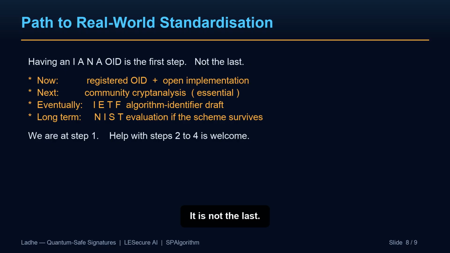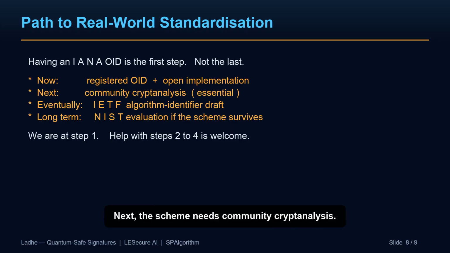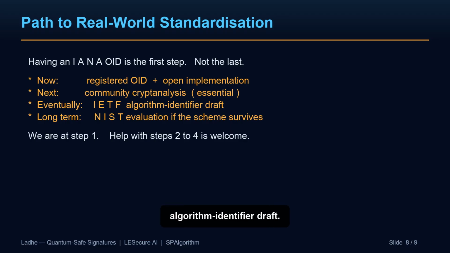It is not the last. Right now we have a registered OID and an open implementation. Next, the scheme needs community cryptanalysis. That is essential. Then would come an IETF algorithm identifier draft, and eventually NIST evaluation. If the scheme survives community review, we are at step 1. Help with steps 2 through 4 is welcome.